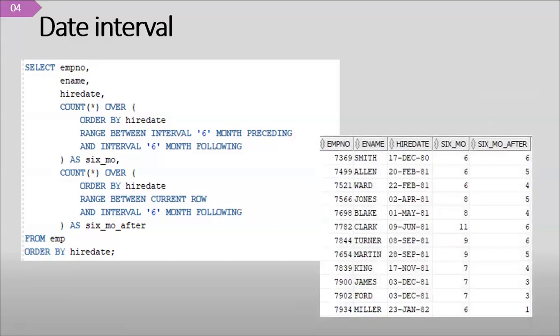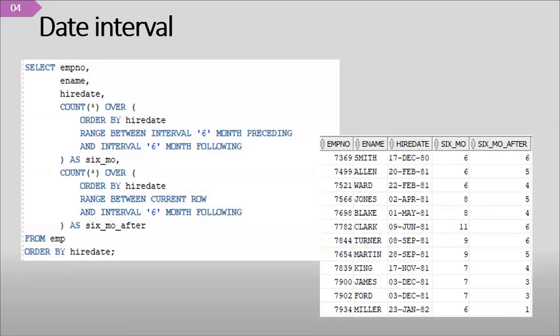Here is the output. Clark had 11 employees before and after. Can you think with me how many employees before? It's easy. You can count 1, 2, 3, 4, 5. Or you can calculate that 6 people are after him, and the total is 11, so 11 minus 6 is 5. How many people after him? You will be wrong if you said 6, because this 6 includes him, because it counts himself. So 5 before, him in the middle, and 5 after.